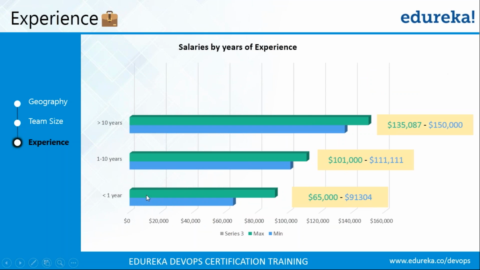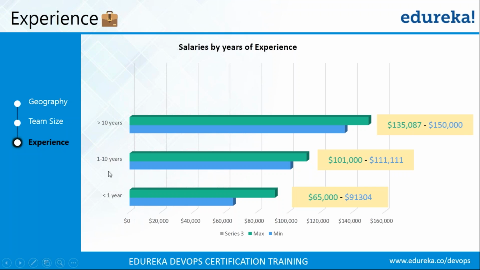Now if you see by the years of experience, since you were asking me, Nathan, if you are a fresher, you'll fall into this category, which is less than 1 year of experience, so your salary can range from about $65,000 to $91,000. It also matters on the skills you have, the geographic location, and your team size. But this is a general survey for less than 1 year of experience.